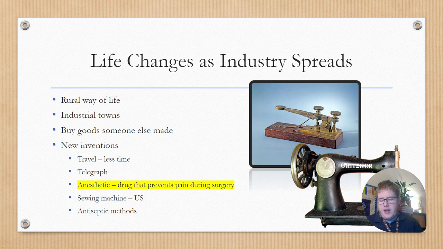We're also having a lot of new inventions. Travel is going to take a lot less time. The telegraph will speed up communication. Anesthetic is invented, a drug that prevents pain during surgery. Anesthesia, not so much yet. The sewing machine will be invented here in the US, and more antiseptic methods are going to be developed to essentially make things a little bit more healthy.